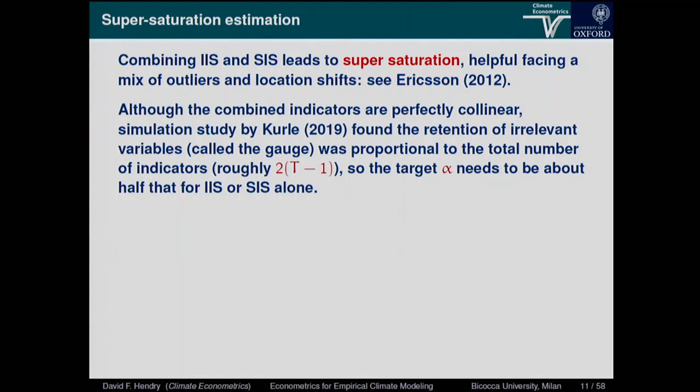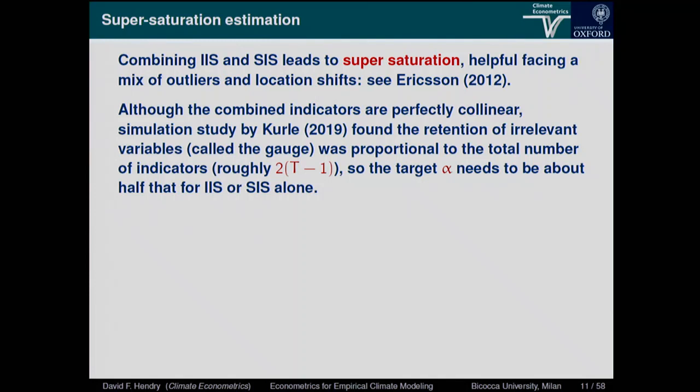We've puzzled for a long time over the fact that these are perfectly linear. The steps are just accumulations of the indicators. And then the question is, you've now got 2t minus 1 indicators because you don't need the first step and you don't need the last because that's the intercept. Do you have to adjust the significance level at which you search for having twice as many, or does the fact that they're perfectly linear mean you don't have to do that?